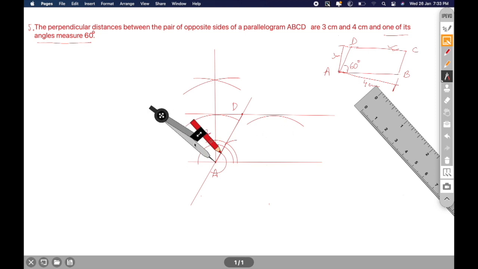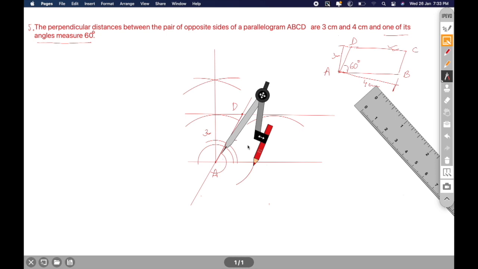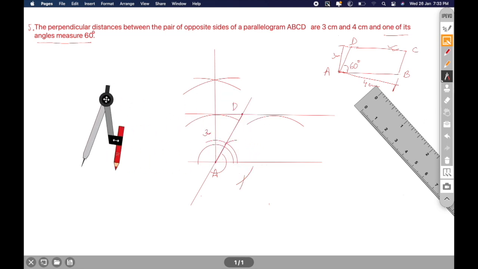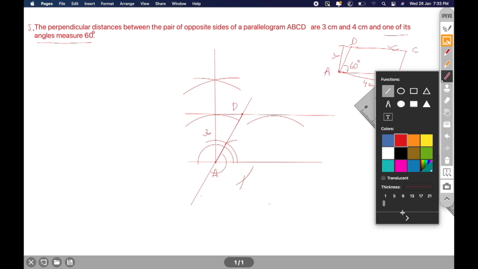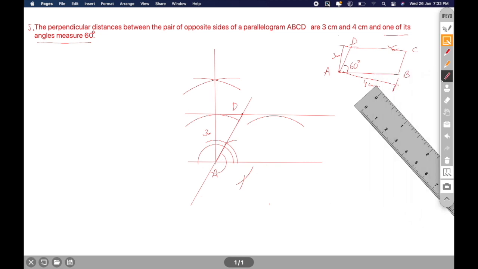Now with this point as the center and a radius greater than the previous one, let us draw an arc here. With this point as the center now, same radius, we will intersect this arc. Let us join the point of intersection, and produce. Now this perpendicular line should be of length 4 units.